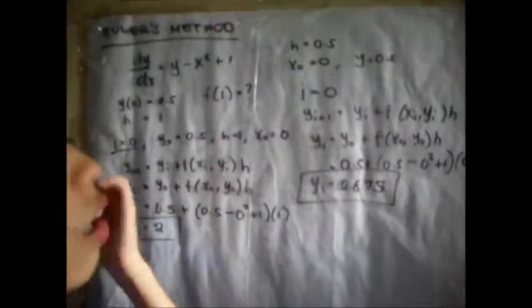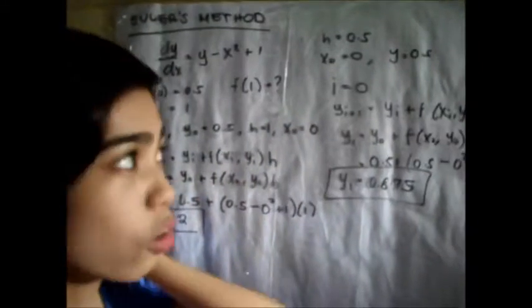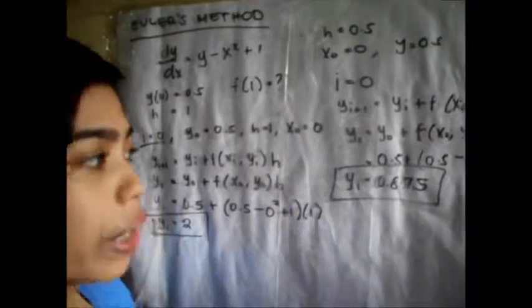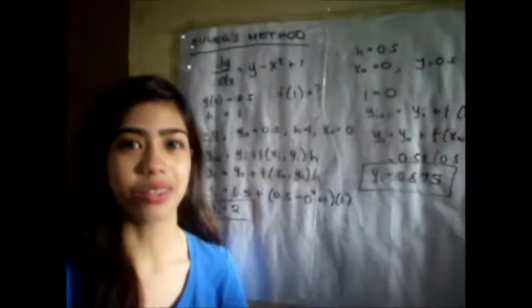0.875. So as you can see, it is true that when we reduce the step size, the error is also reduced, by comparing the true value to the approximate value. So that is all about Euler's method. So thank you.